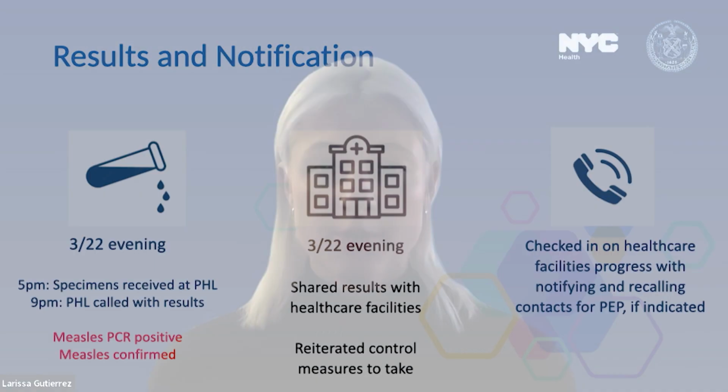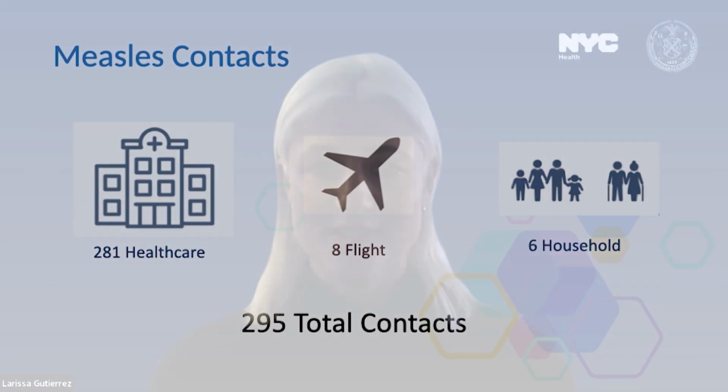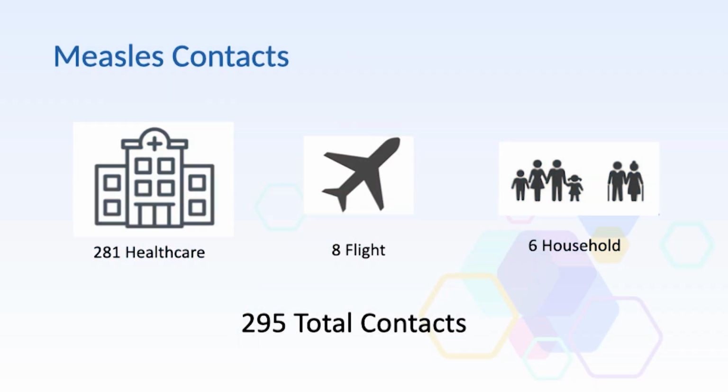From this one confirmed measles case, there were 281 people potentially exposed at the healthcare facility. Any exposed persons that were not reached and/or that needed to quarantine were assigned to our public health advisors for follow-up. Several of these contacts lived outside of New York City and were transferred to their jurisdiction of residence for follow-up.